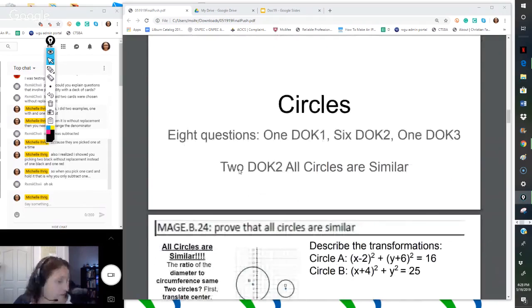There are 8 questions on circles. This is going to be a little bit longer than an hour, but we'll be fine. The 8 questions on circles: one of them is a DOK1. That's our one DOK1. One is on DOK3. 6 of them are on DOK2. 2 DOK2s are on all circles are similar.